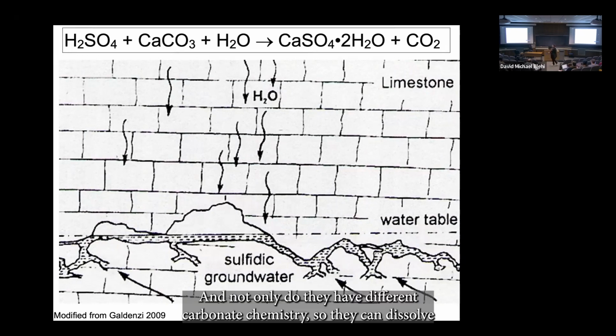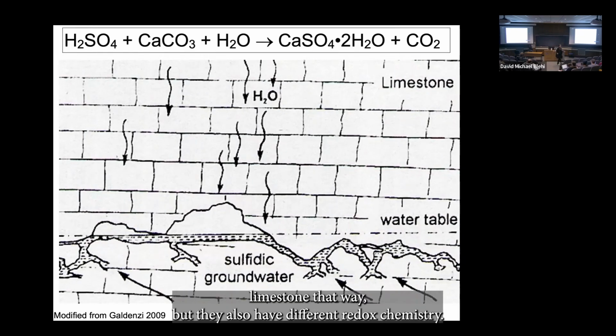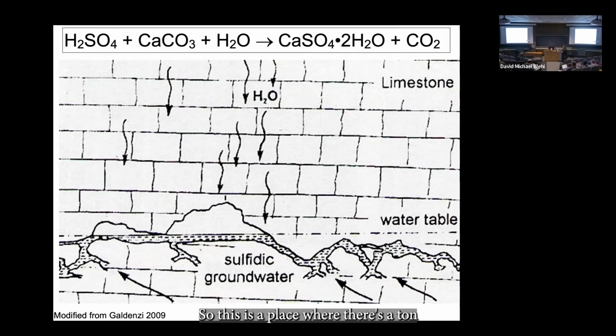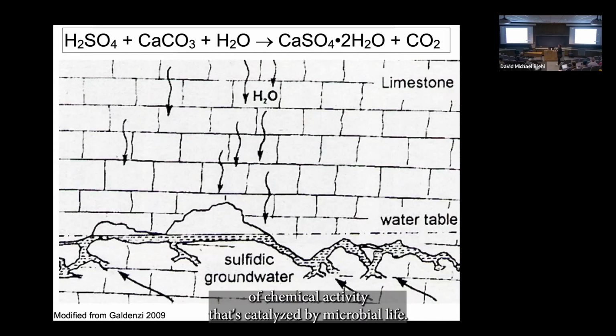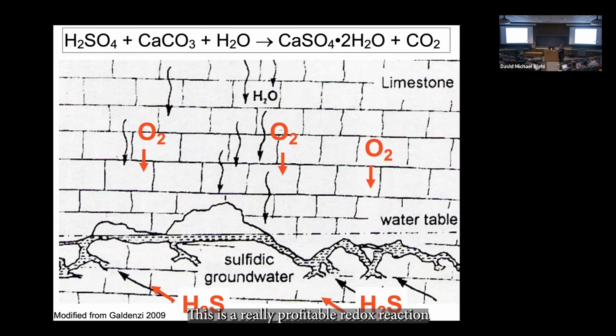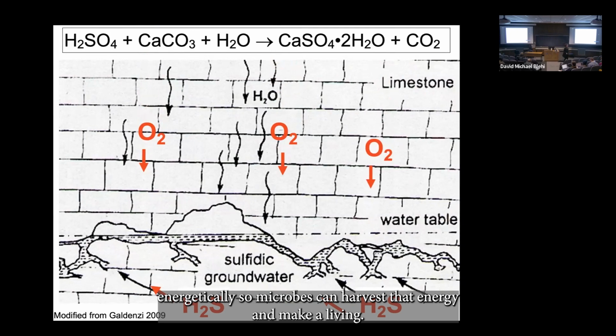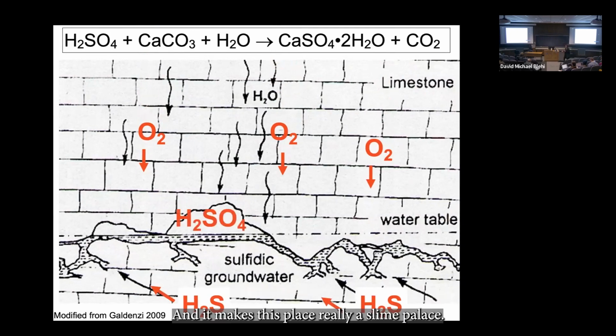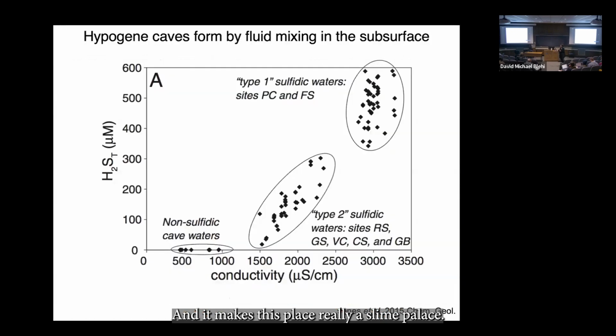And not only do they have different carbonate chemistry, so they can dissolve limestone that way, but they also have different redox chemistry. So this is a place where there's a ton of chemical activity that's catalyzed by microbial life. And so H2S is coming from below, oxygen is coming from the top. This is a really profitable redox reaction energetically, so microbes can harvest that energy and make a living. And it makes this place really a slime palace.